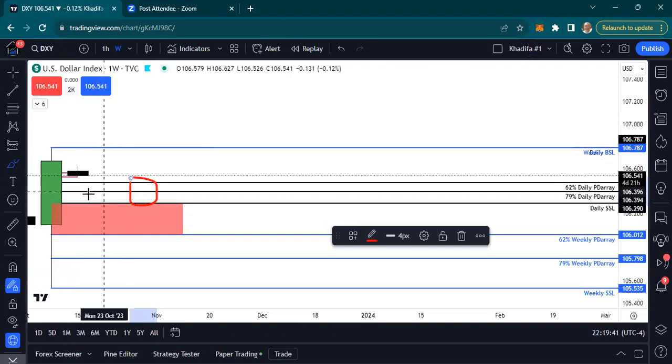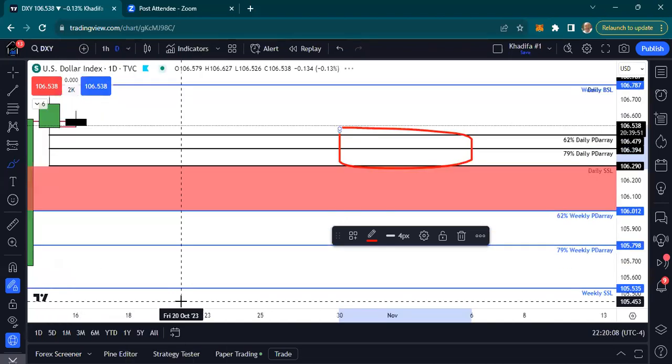And I would want to see us, Mohawk is coined by Michael Huddleston. I would like to see us just barely wick down into that daily fair value gap. So meaning barely running that daily sell side liquidity right here and barely wicking down into the daily fair value gap. So now I'll break it down to the daily.